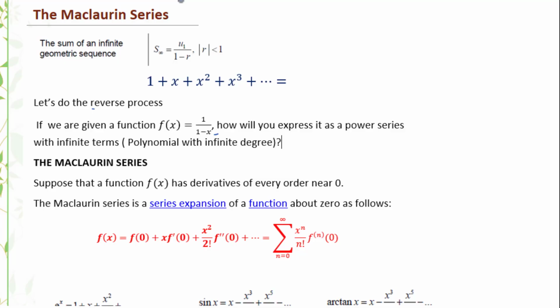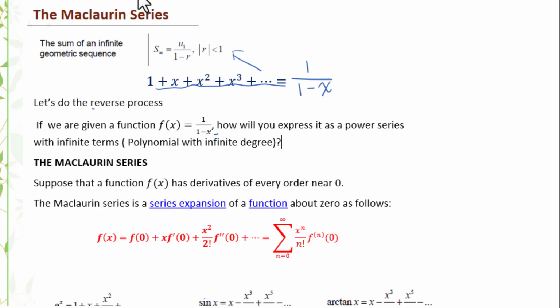This video is about Maclaurin series. 1 plus x plus x squared plus x to the third power. We can use this formula to get 1 over 1 minus x. Let's do the reverse process of the above.